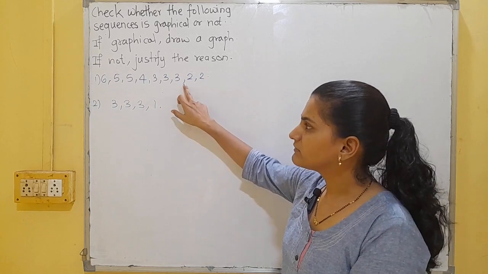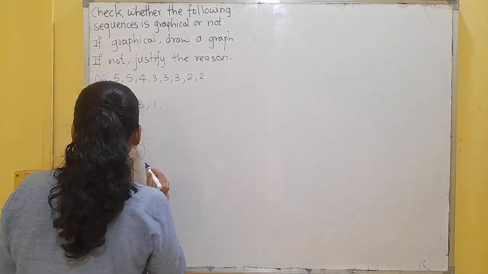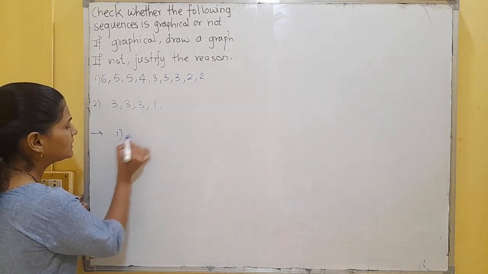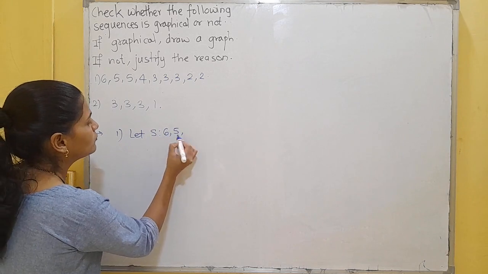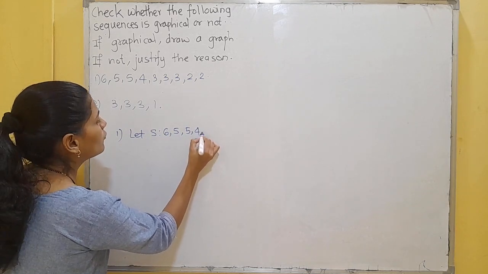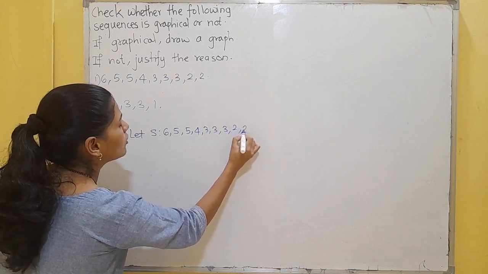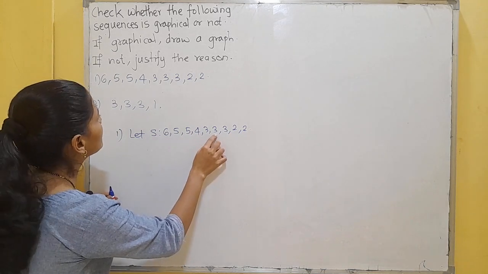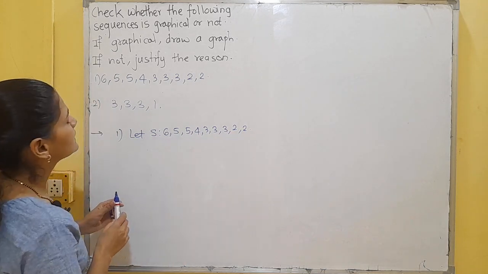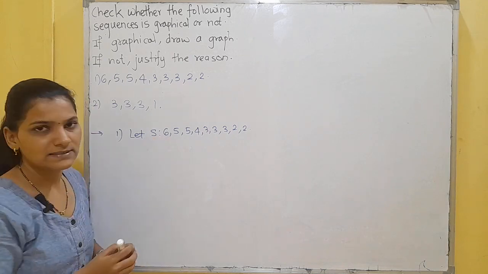First we will check whether this sequence is graphical or not. So I am writing the given sequence as S. For example 1, let S be 6, 5, 5, 4, 3, 3, 3, 2, 2. So I have written the given sequence as S.